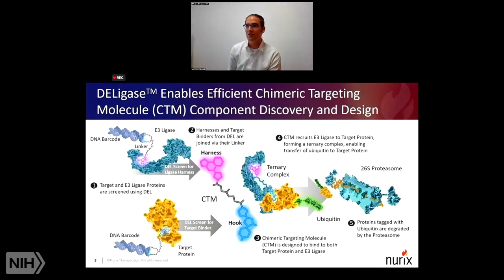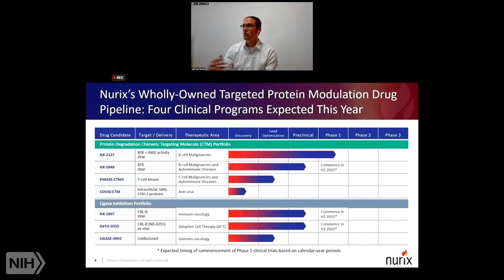We're here to talk about DEL. And at Nurix, DEL is really a cornerstone of our research platform. It's our applications of DEL technology as well as our E3 ligase biology expertise which is really the engine of our research platform, which has the creative name DEL ligase. We apply DELs both directly to E3 ligases to identify inhibitors or activators of their function, as well as to identify component molecules to be stitched together in our chimeric targeting molecules, which are destined for targeted protein degradation type modalities. And this engine is really what's fueling our research pipeline.